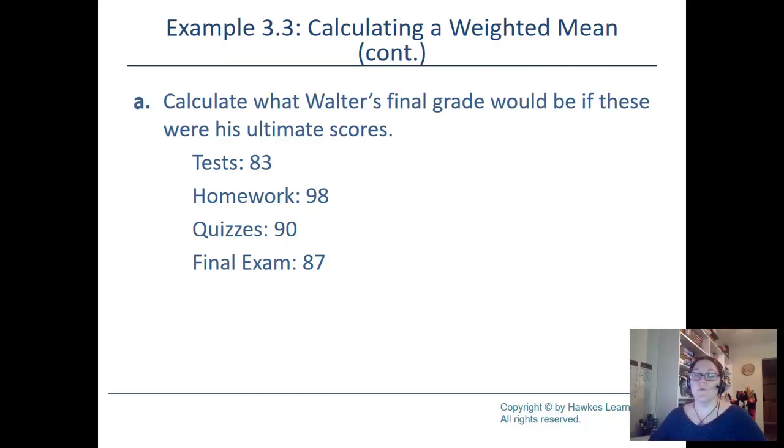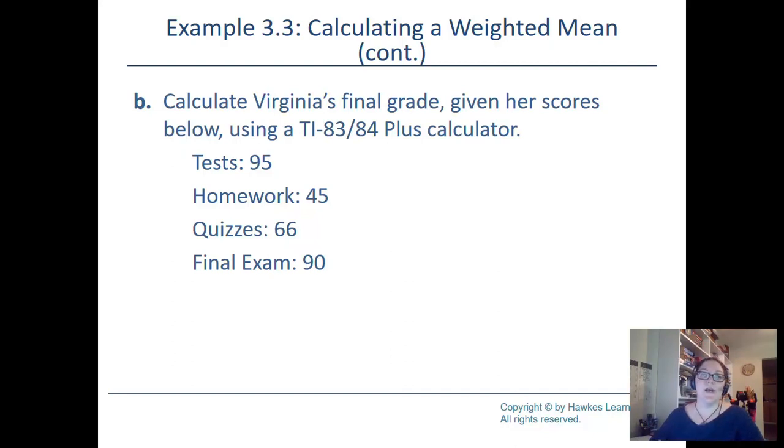So let's look at Walter. Walter is going to have a test average of 83, homework average of 98, and his quiz average is a 90, and he's going to guess that he made an 87 on the final. For Virginia, we're going to do hers a little bit differently, with the calculator. So I'm going to do Walter's by hand and Virginia's with the calculator. Virginia is going to have a test average of 95, a homework average of 45, a quiz average of 66, and for her final exam, she guessed she made a 90.